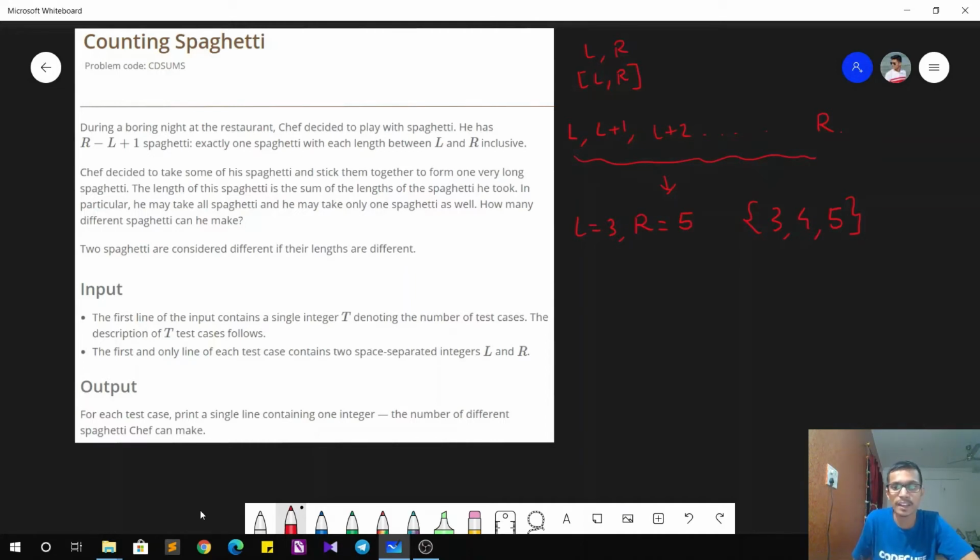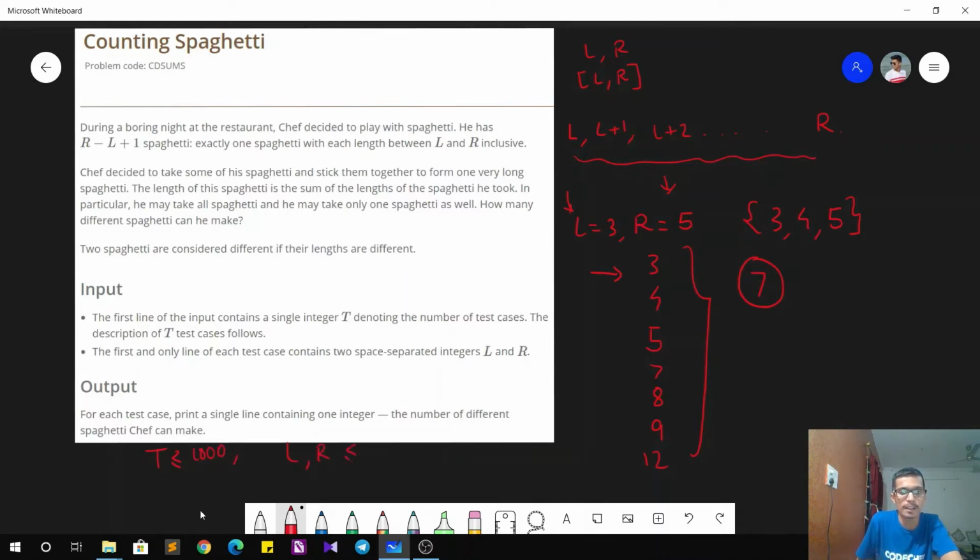So using a single element, we can generate the sum 3, 4 and 5. Using two elements, we can generate the sum as 7, 8 and 9, and using all the elements, we can generate the sum 12. So we have to report the count. That is, we can generate 7 distinct sums over here. So we have to report the number 7 if the input was L is equal to 3, R is equal to 5.